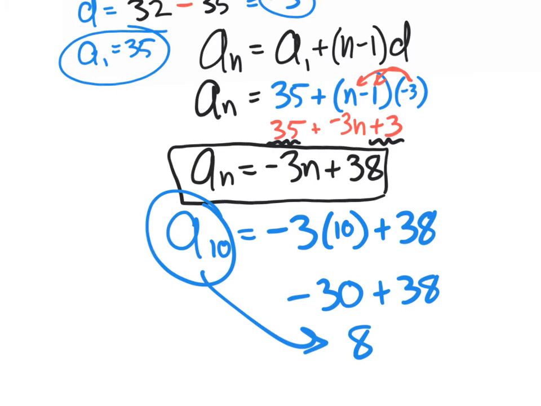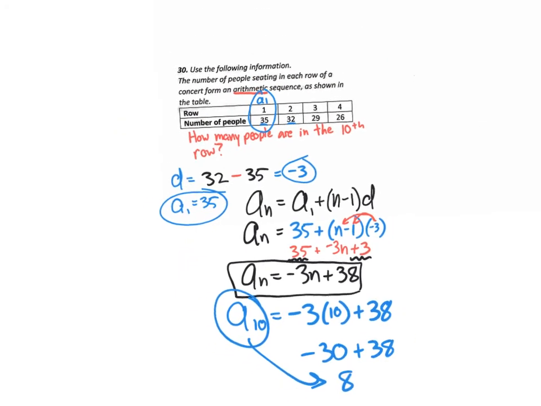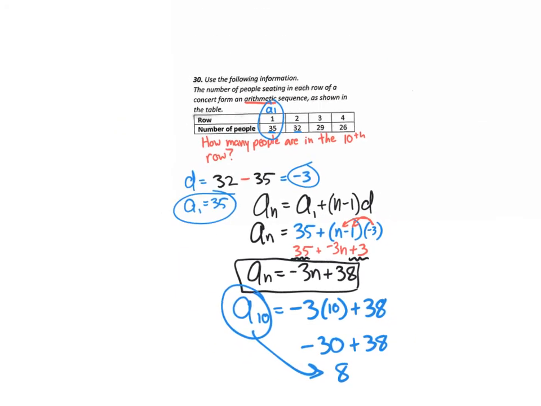Make sense? Now, what if I didn't ask for the 10th row? What if I asked for the 11th row? Then you just plug in an 11. It could ask for the 100th row. But at that point, it's going to get to negative people on this one, so I wouldn't do that, right?